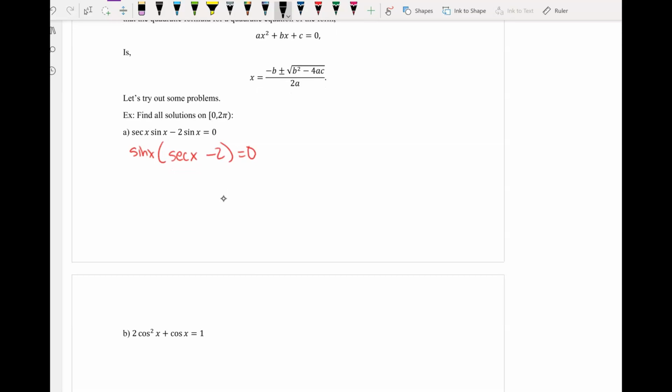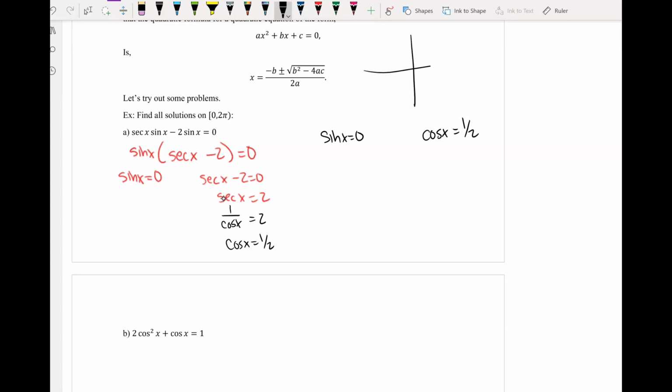I can set both of these equal to 0. So sine x equals 0, and then secant x minus 2 equals 0, which gives me secant x equals 2. This is better written as a cosine. So 1 over cosine of x equals 2, which gives me cosine of x equals 1/2. So we have two candidates: sine of x equals 0, and we also want to find all the solutions where cosine of x equals 1/2.